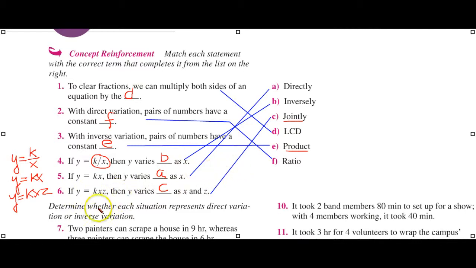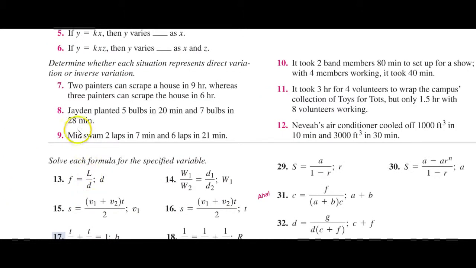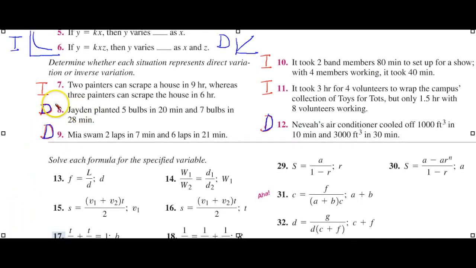Okay, we're going to take a look then at this next part, and we will give assignments 7 through 12. You are to state whether it's a direct variation or an inverse variation. And we'll pause. Now, some of these are a little tricky. So let's look at them and see if we can figure something out.